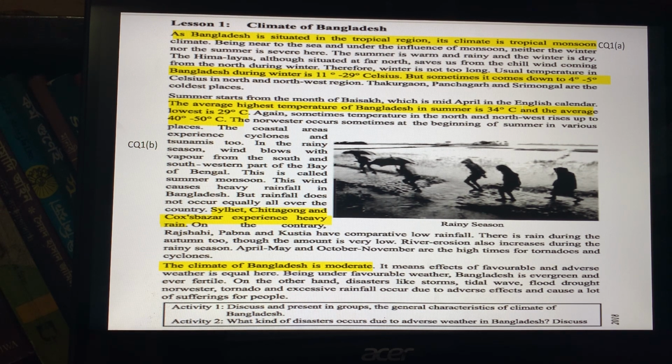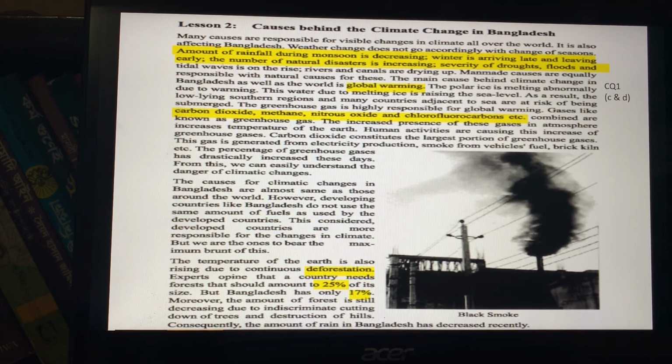What we can say is, the climate of Bangladesh is moderate. Why? Because the effects of climate are sometimes favorable and sometimes adverse. That means we have many disasters sometimes. So that's why we can call the climate of Bangladesh moderate. Next, lesson 2. Causes behind the climate change in Bangladesh.